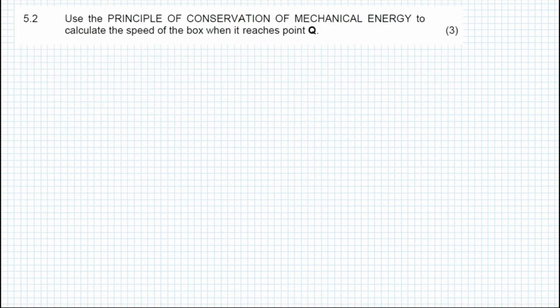Question number 5.2 says, use the principle of conservation of mechanical energy to calculate the speed of the box when it reaches point Q.